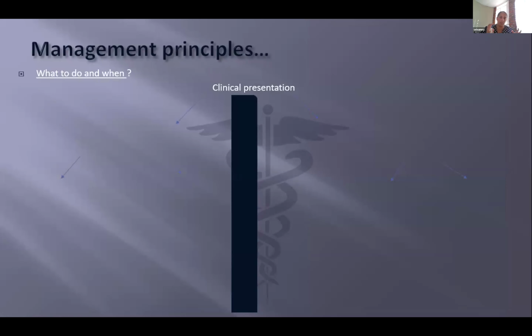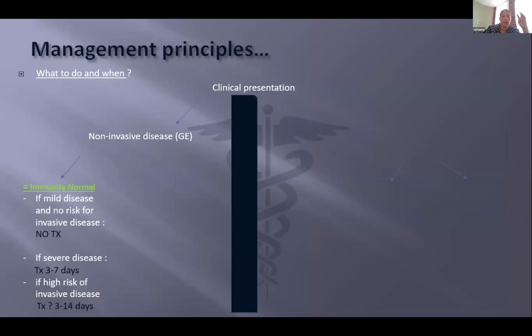So what to do and when to do it is often something that I find quite difficult to consolidate, but I've tried to make this into a flow diagram to make sense of who are the patients that we need to treat and when do you actually need to treat patients. So you have non-invasive disease on the one arm, which is mainly your gastroenteritis. And if you have normal immunity, so you have patients who have mild disease and no risk factors for invasive disease, you don't need to treat them.